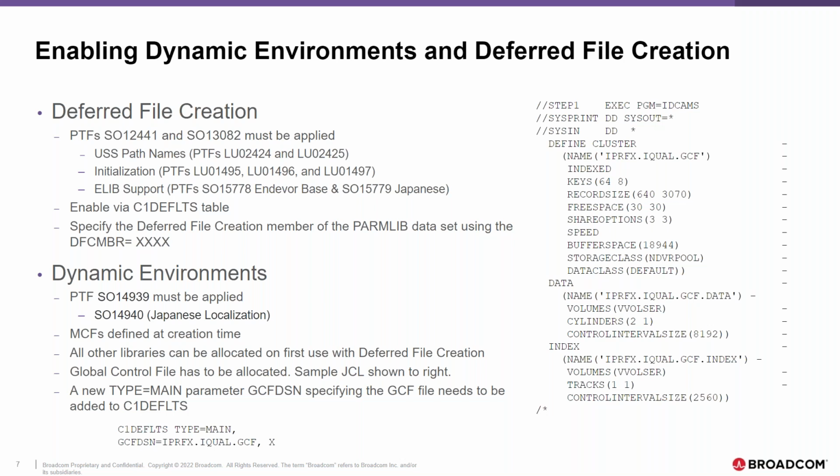Deferred file creation is enabled through the C1 defaults table. You essentially need to specify the deferred file creation member of the parmlib dataset using DCF MBR equals. And we're going to be looking at some of the format at a high level, in the parmlib and of the deferred file creation member in the parmlib, with Václav in a few moments. But ultimately, that's all that's needed.